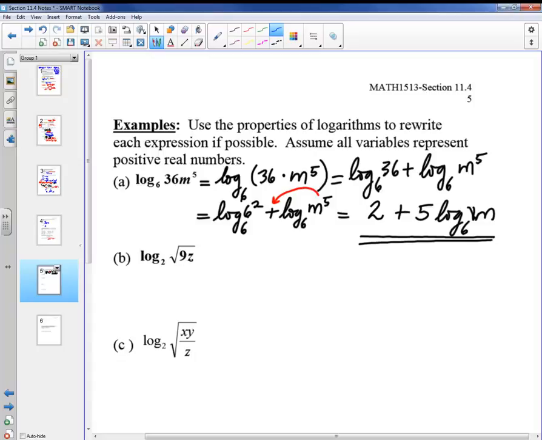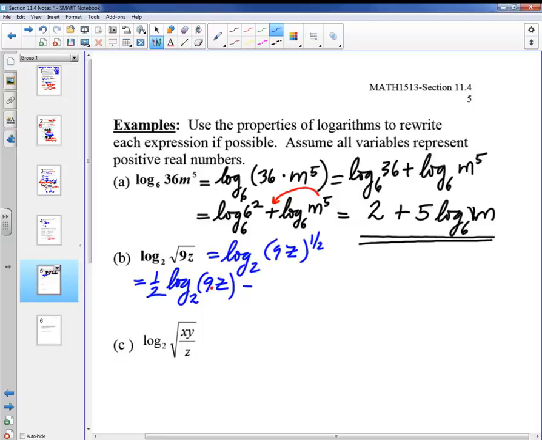Now, here's another example, and this one has a square root, so we know we have to turn square roots into powers. So that will be log base 2 of 9z raised to the 1/2. You can do the power rule now, but if you do that, make sure you realize that everything you do after that will be affected by that 1/2. That's okay. But if you break the log base 2 of 9z, because this really is a multiplication, then you're going to have to multiply by 1/2.